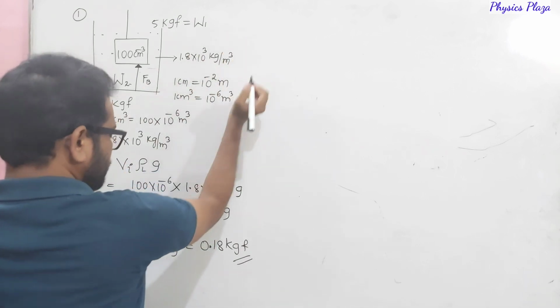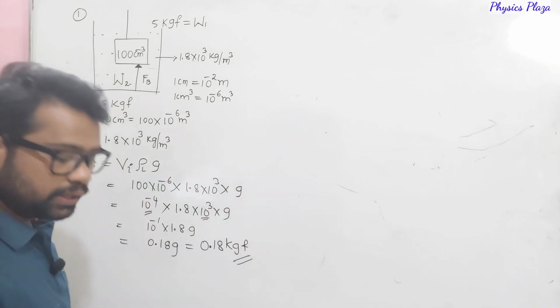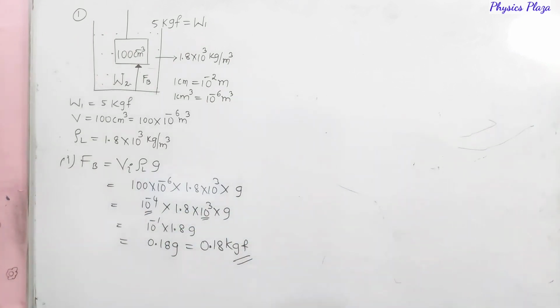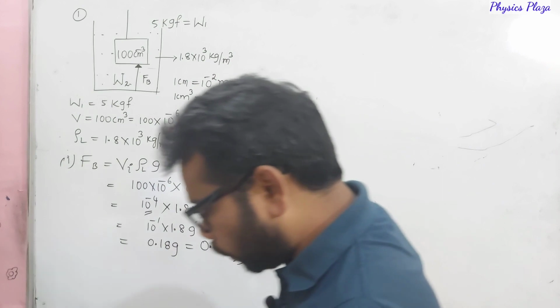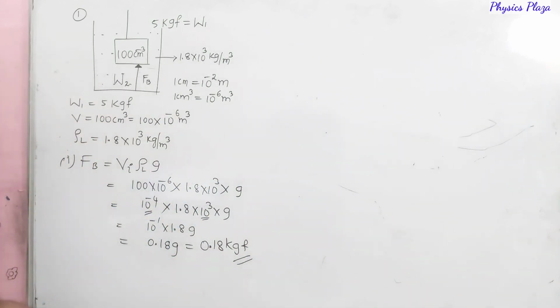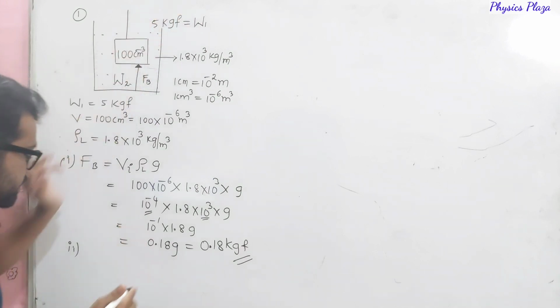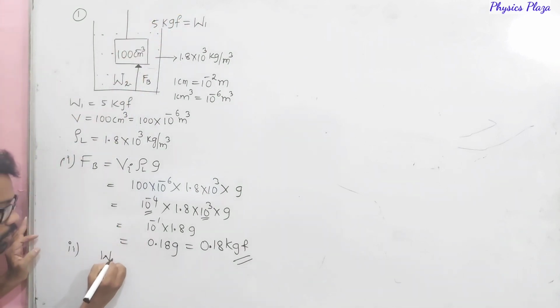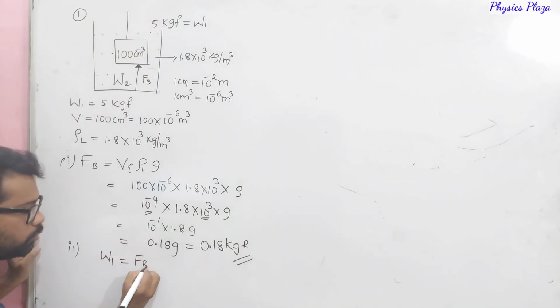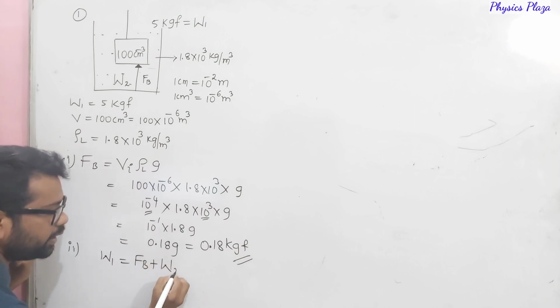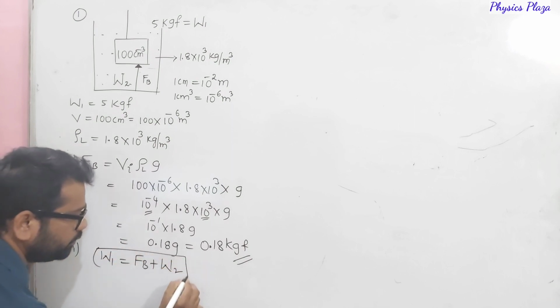Now children, the second one they are asking us to calculate is the apparent weight of the body. That means, when a body is kept completely in a liquid, what is the weight shown by the spring balance? So that is the second one. Here it is very clear that true weight, that is W1, is equal to buoyant force plus apparent weight. This is very important, it should be remembered.